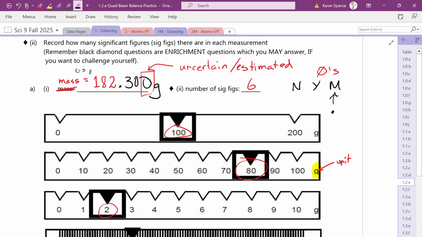Oh, hello. All right. Good. Down. Clockwise.